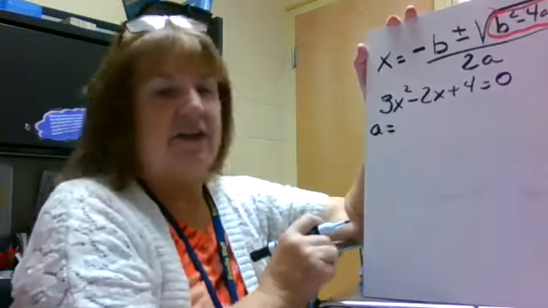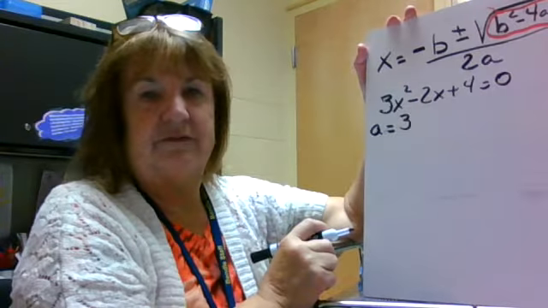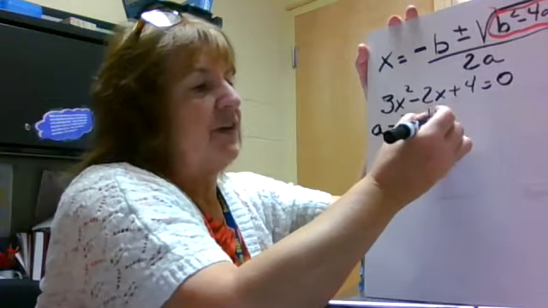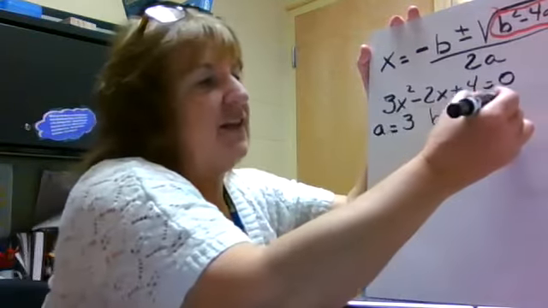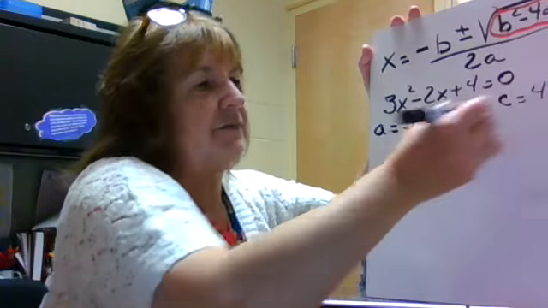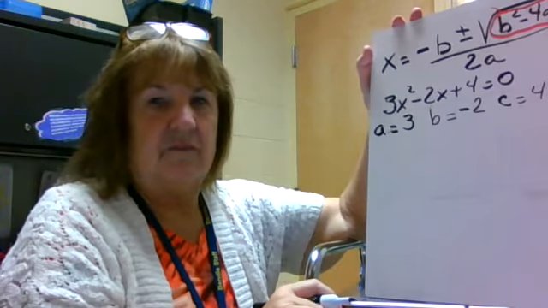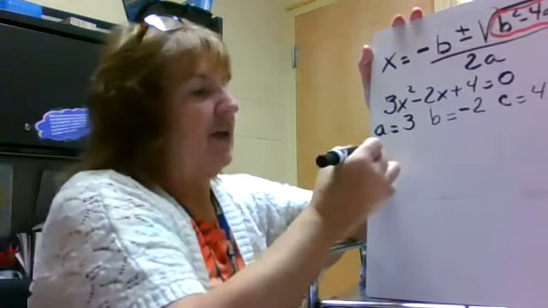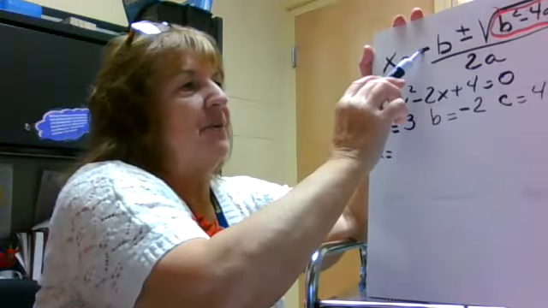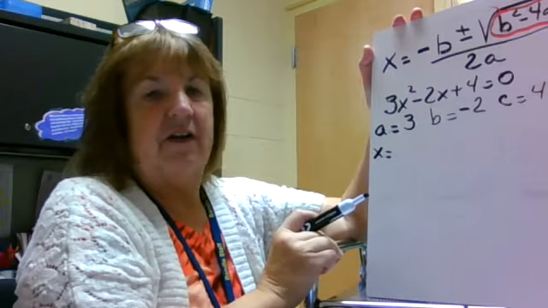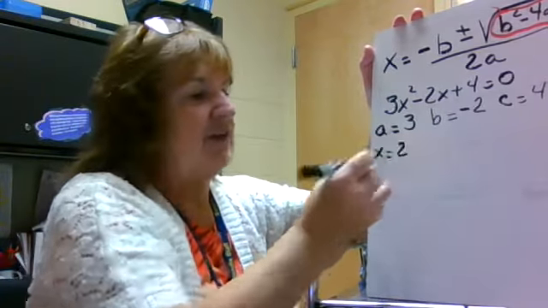Write your numbers down. The a number is the number in front of the x squared. The b number is the number in front of the x. And the c number is the number by itself. Now, let's plug them in. The first thing tells you to take the opposite of the b number. Well, the b number is -2. The opposite is +2.